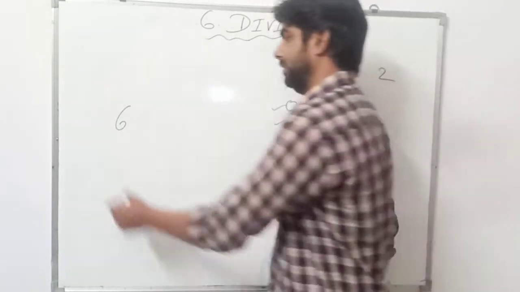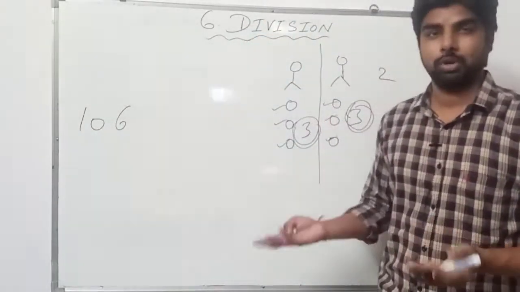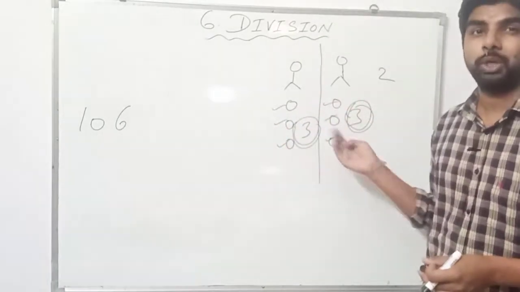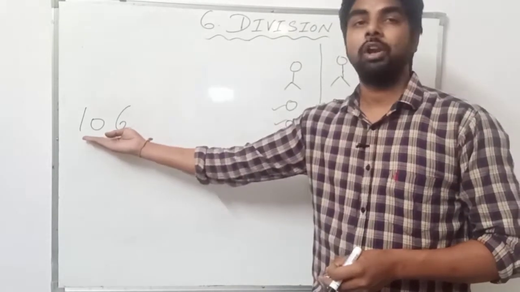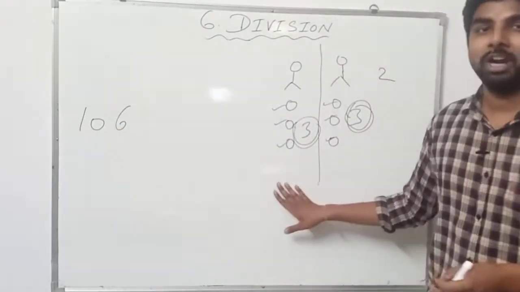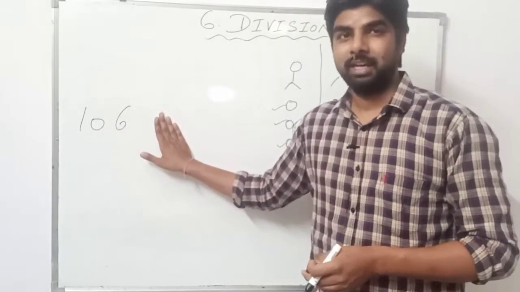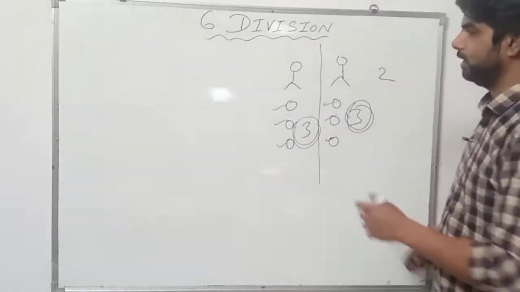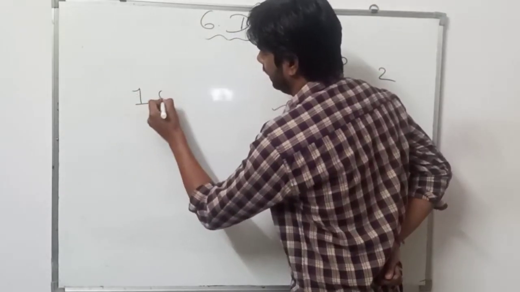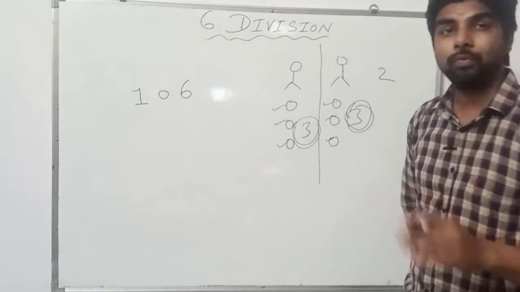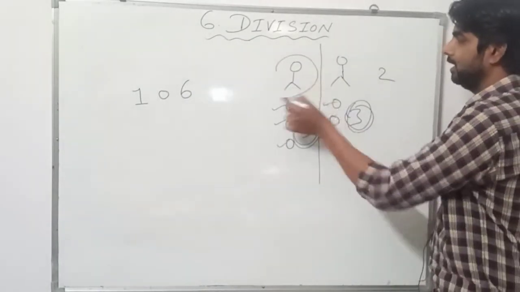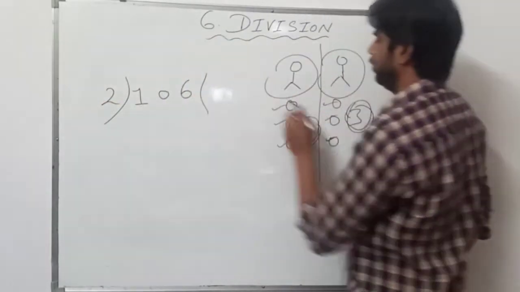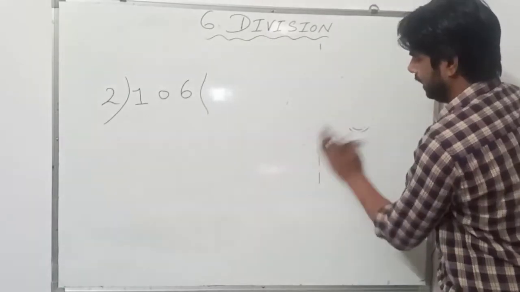Now suppose you have 106 chocolates. So now what will you do? You cannot distribute one chocolate at a time to each friend until all 106 chocolates are distributed. For doing this, what will we learn? We will learn division, or divide. So now how many chocolates do we have? 106. Now we have to divide these chocolates among how many friends? 2. So we divide this 106 by 2. So let's learn how we can divide.